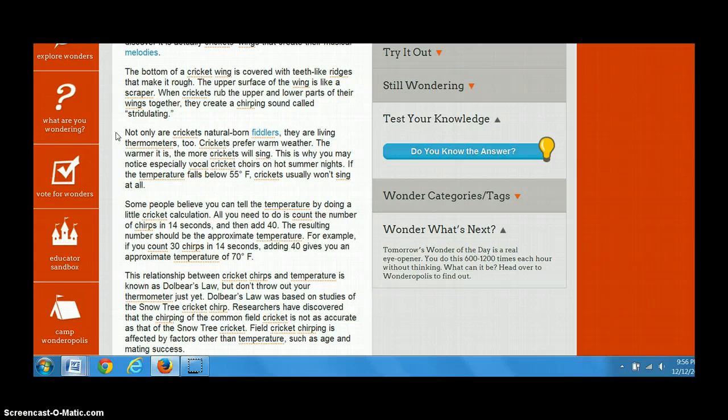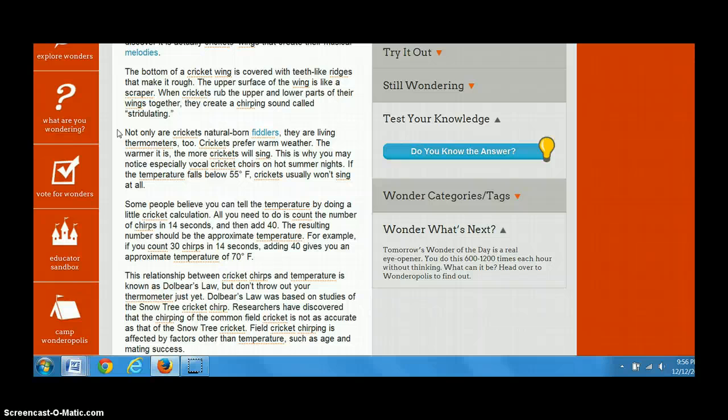Wow. The bottom of a cricket wing is covered with teeth-like ridges that make it rough. The upper surface of the wing is like a scraper. When crickets rub the upper and lower parts of their wings together, they create a chirping sound called stridulating. Oh, that's a big word. Let's say that together. Stridulating.